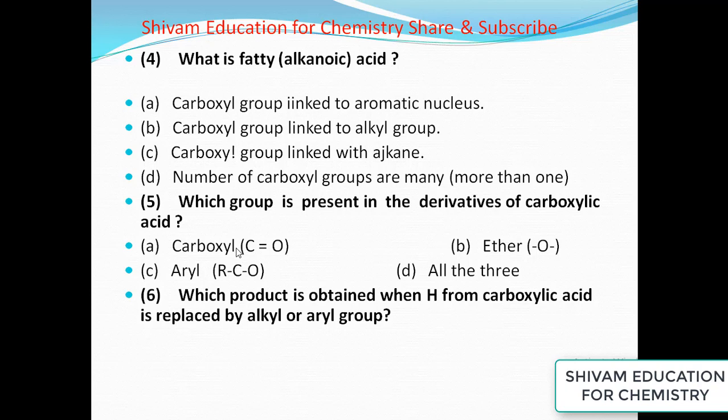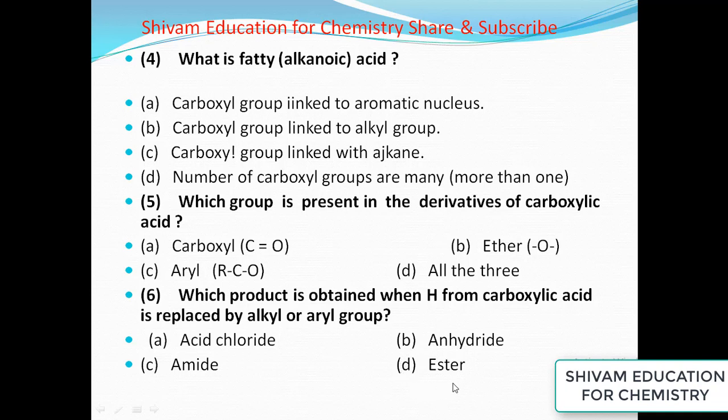Now question number 6. Which product is obtained when hydrogen from carboxylic acid is replaced by alkyl or aryl group? Think about what the answer will be. These are the 4 options in front of you. When hydrogen in carboxylic acid is replaced by alkyl or aryl group, then this compound is known as an ester. This derivative of carboxylic acid is known as an ester.